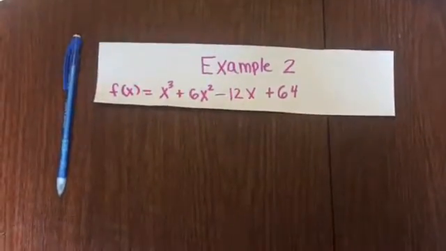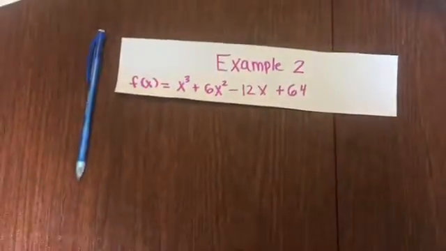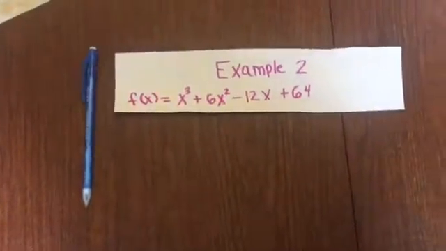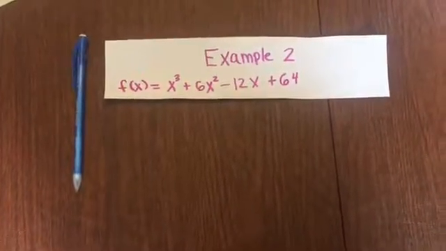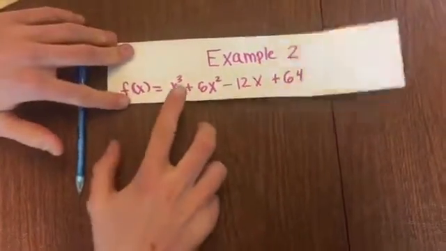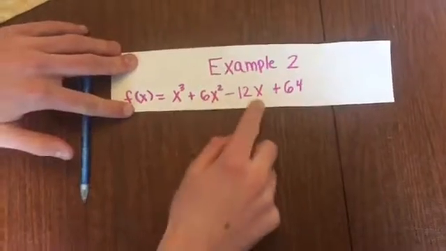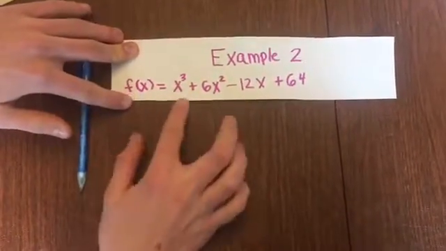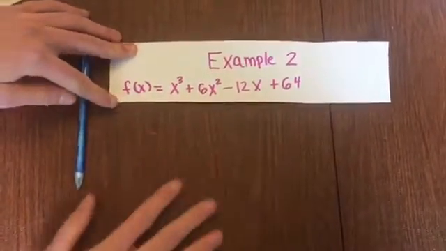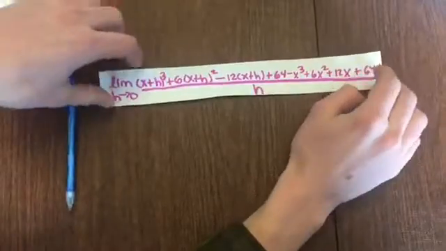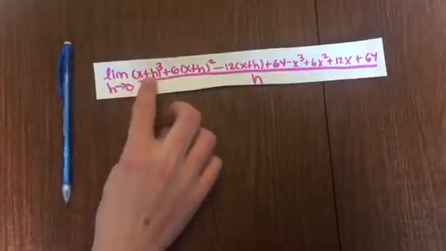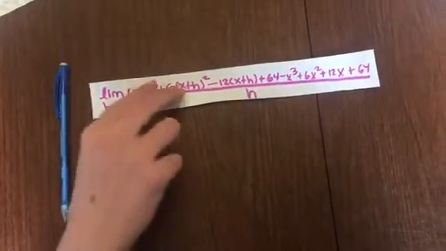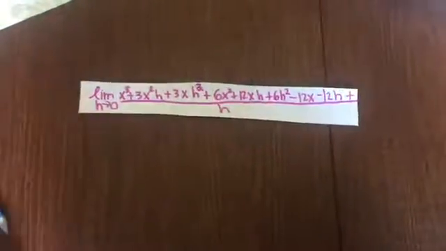Example 2, fx equals x cubed plus 6x squared minus 12x plus 64. Alright guys, so the first thing we're going to do is plug in x plus h for these x's, and we're going to subtract the original equation from that and make it a limit as h approaches 0. That's going to look like that. So our next step is factoring these x plus h's, and we're going to end up with something looking like this.